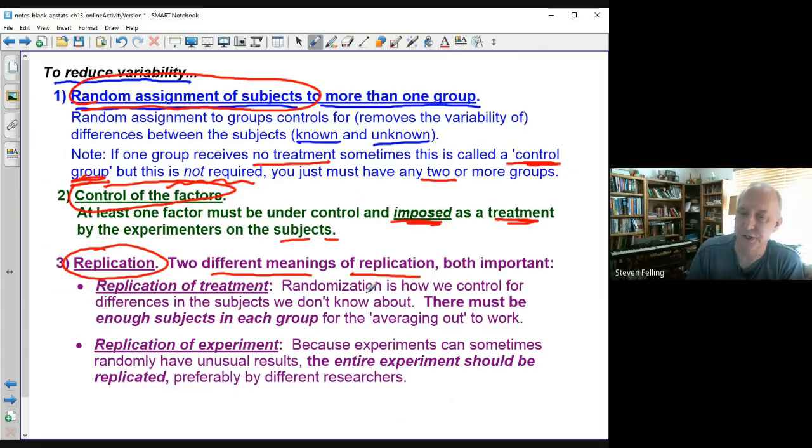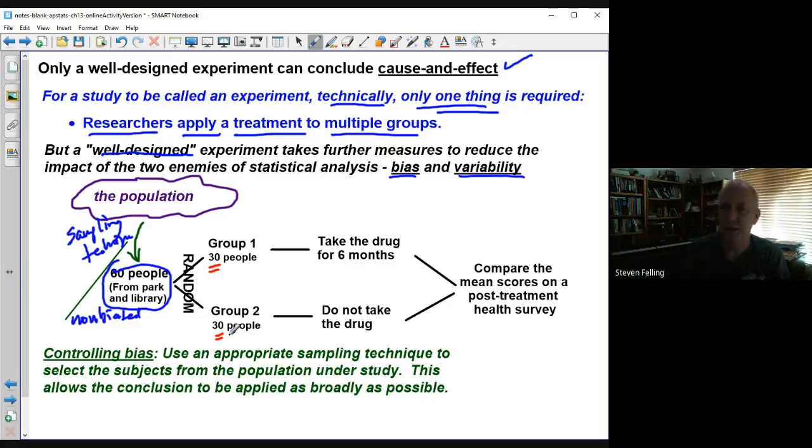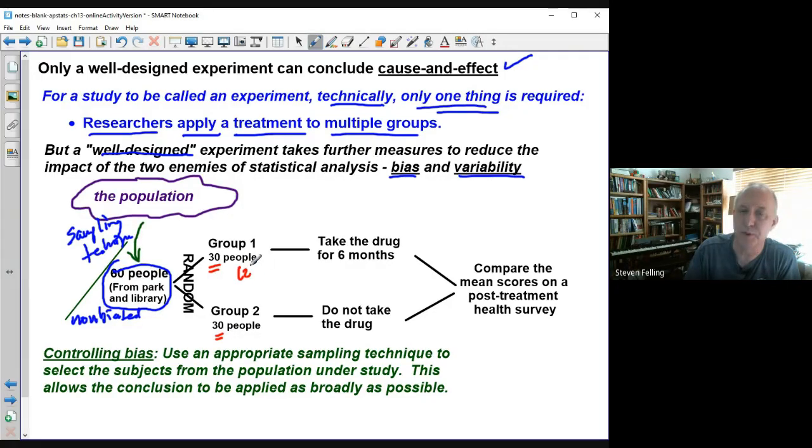The randomization is how we control for subjects, but you have to have enough subjects in the group for the averaging to work. So going back to this picture, we had 30 people in each group. That was a pretty decent sized number. Let's say that we had only 2 people in each group. If we had 2 people, that's not really a big enough number for this averaging of getting some exercisers here and some exercisers here to happen, right? So we don't want to have small groups here.